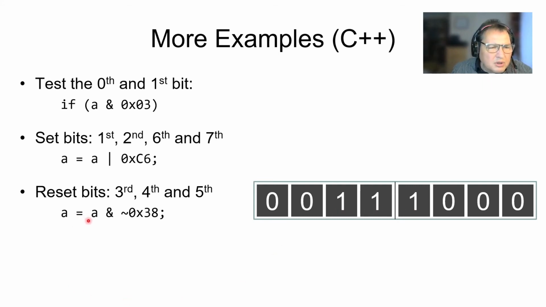So it's A equals A and not 0x38. Please note that we have used here this double operator for resetting bits, and not, okay? A and not 0x38. Thanks to this, we can use just a straight bit mask and not necessarily a negated bit mask.